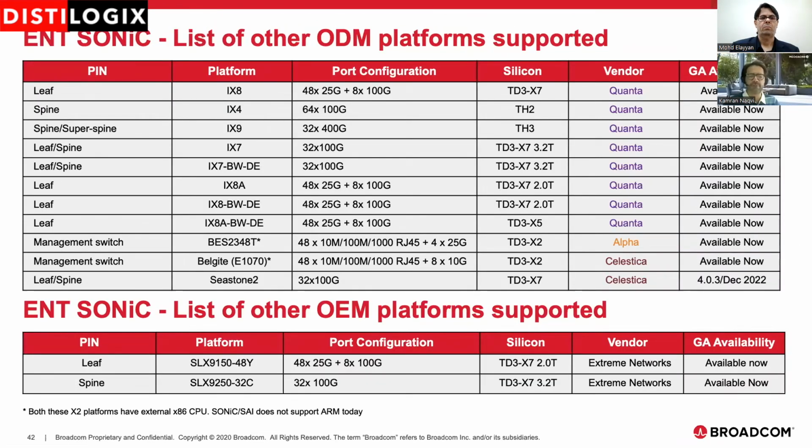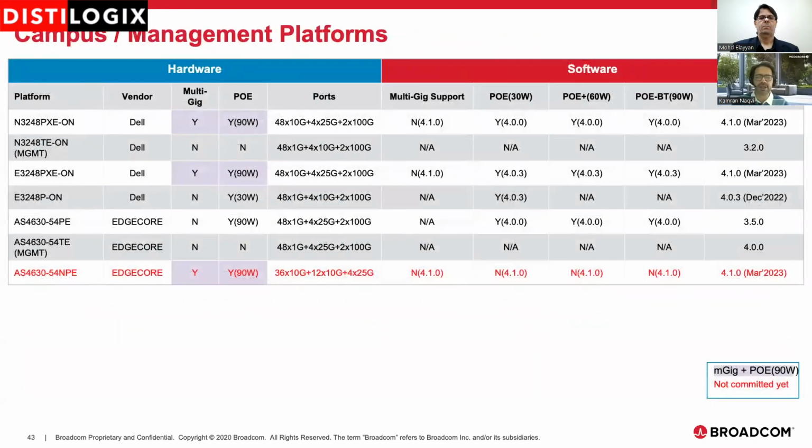And these are some others, for example, there is Quanta available, there is Celestica and Alpha, and more are coming on board. There are 2 options available from Extreme as well, which is an OEM, as you know. So you can also run this solution there. For campus, these are the options. Some of these are not available today, but most of these are already available.